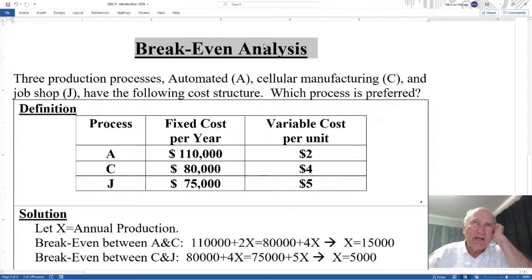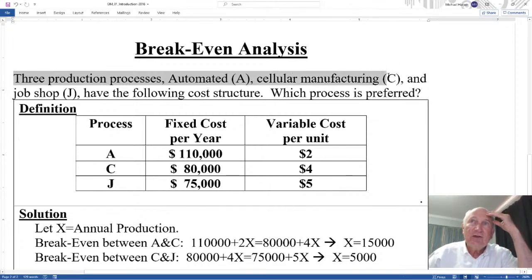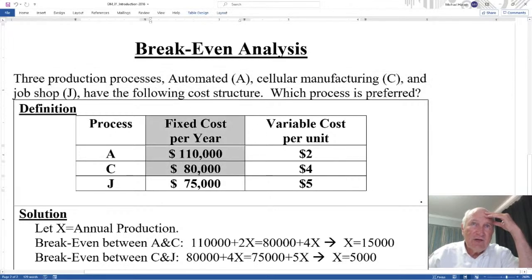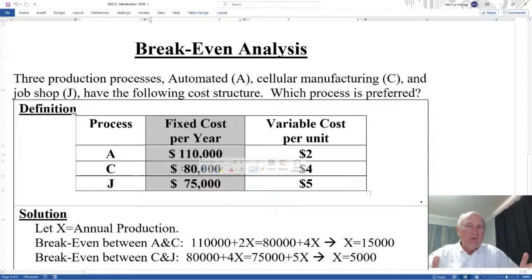How do you solve problems? Okay, here's the problem. Three production processes: automated, product focus; cellular, combination of product focus and process focus; and job shop, process focus design, have the following cost structures. We have a fixed cost that is just there whether you produce anything or not. It's a fixed cost to this operation. And then you have a variable cost.